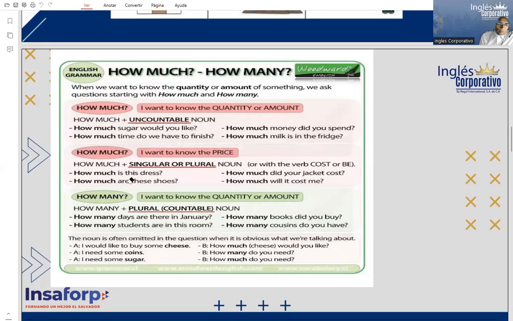And also, you can use it not just for clothes, for food also. How much are the pupusas? Right now, what about how many? El how many se ocupa para contables.